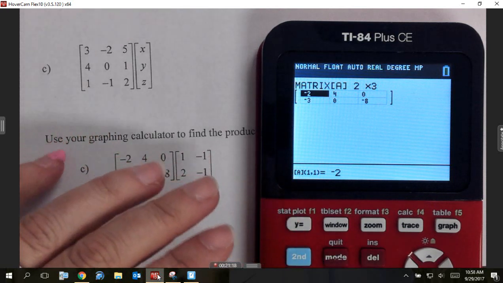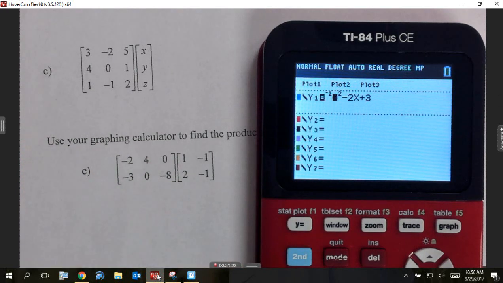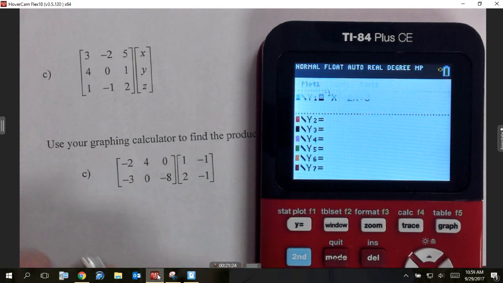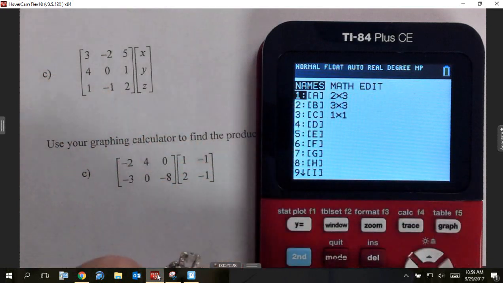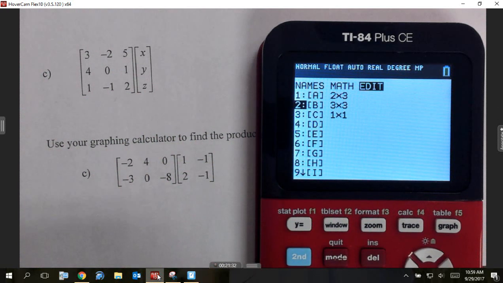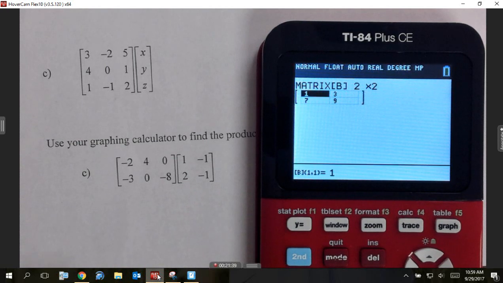Okay, now we're going to go back to matrix so we can enter in B. Go back to matrix, oops, second matrix, and go over to edit. Go over first, then go down to B, to edit B. And B is a 2 by 2. So we'll enter that one in.